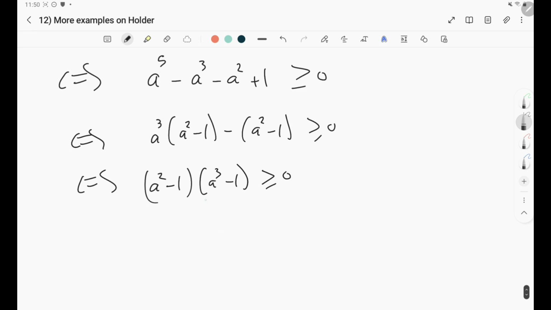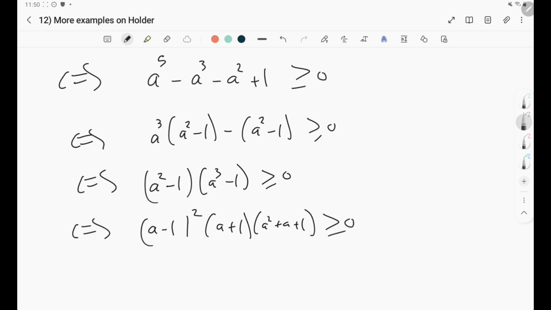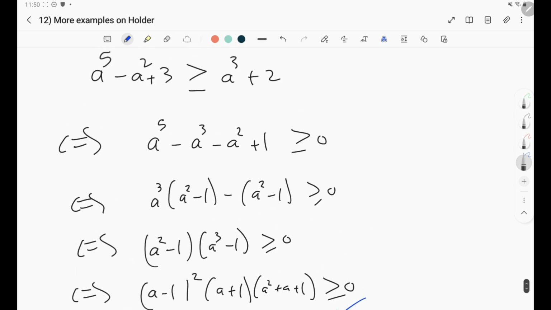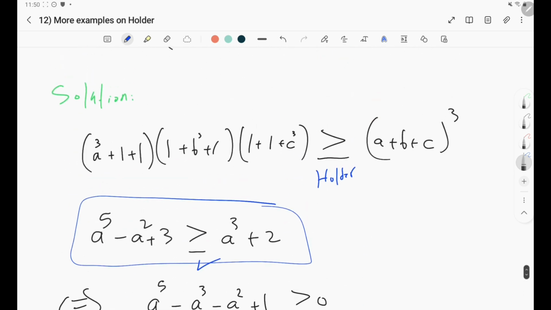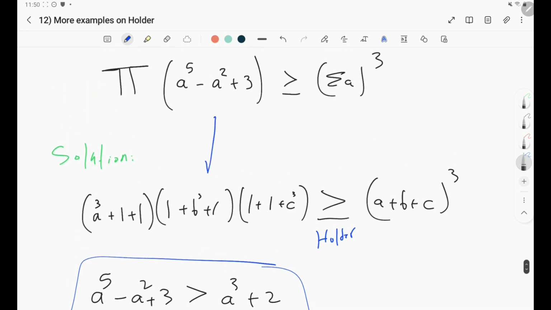Of course, you can factorize these even more. So it's actually a minus 1 from here and a minus 1 from here. So a minus 1 all squared times a plus 1 times a square plus a plus 1. This thing is greater than 0. Of course it is. This thing is positive, this thing is positive, this thing is positive. So yeah, this one is true. That means this one is true. And that means that the LHS is greater than this, which is greater than this by Holder.